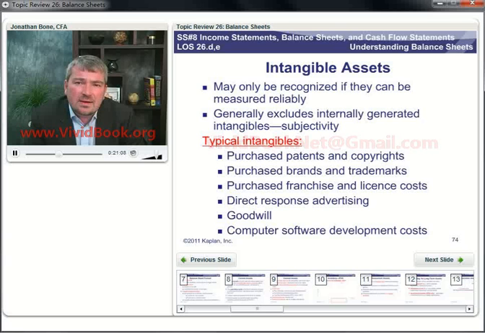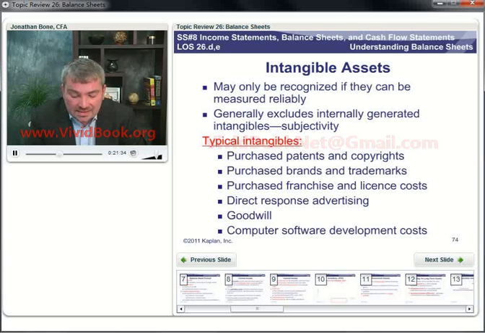Notice direct response advertising may be or can be capitalized. Direct response advertising is essentially things like cold calling. Now, what the accounting standards say is if you can prove that this advertising has led to higher sales in the past and there's no fundamental change in your business environment, then these costs can be capitalized and then amortized against those higher future revenues.